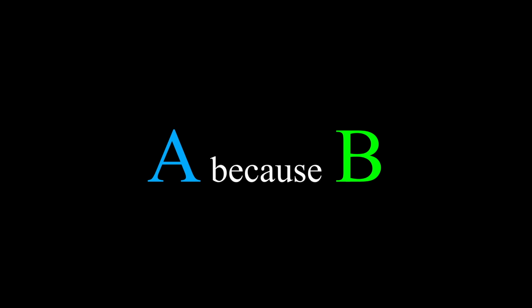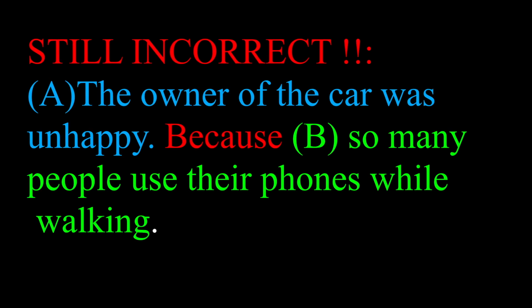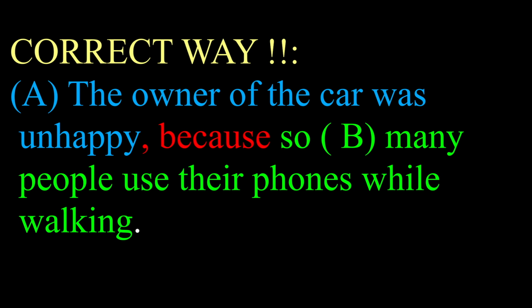The reason is, this is the format we want to look for. We have A because B, okay? A because B. So let's look at that. A being the owner of the car was unhappy. And why? Because so many people use their phones while walking. So this because should connect these two ideas, and thus this is the correct way, in the same sentence, with a comma, as part of the same sentence. Don't separate those two ideas. They are linked together with because, and because should be in the same sentence with them together. All right.